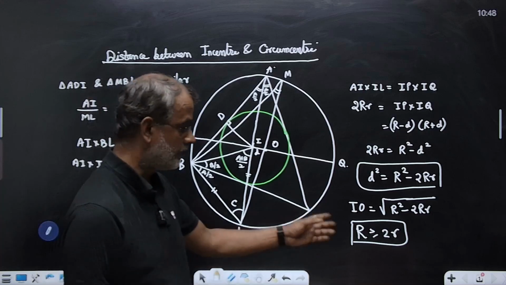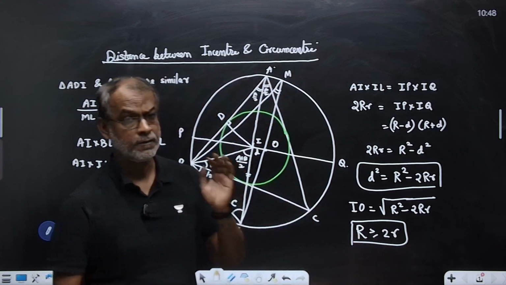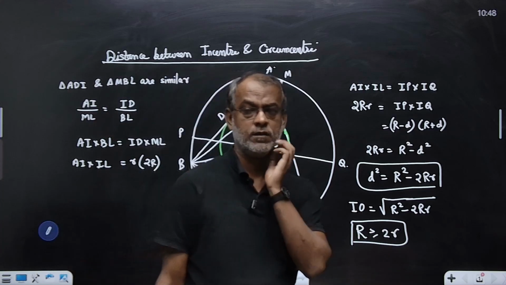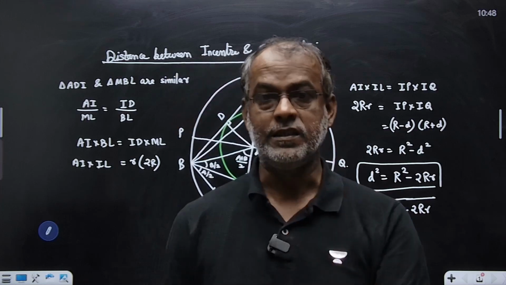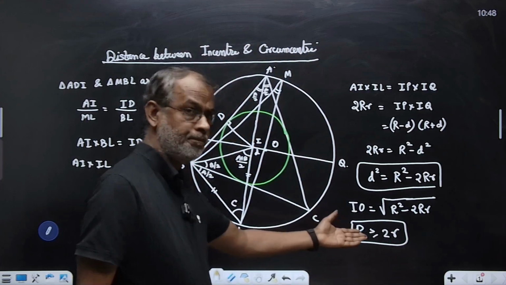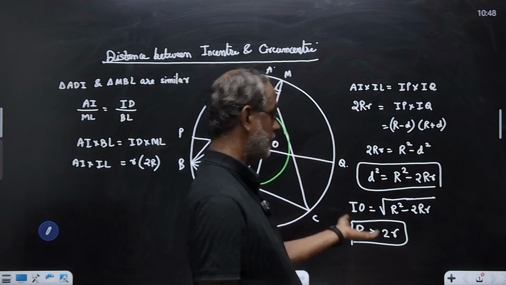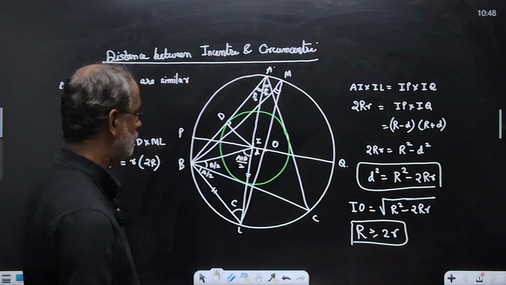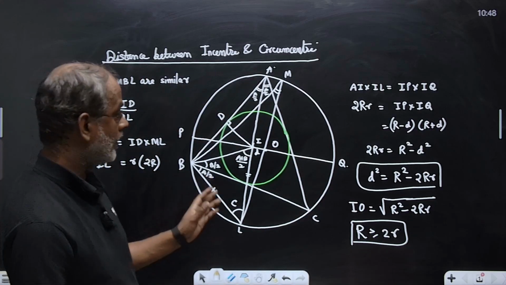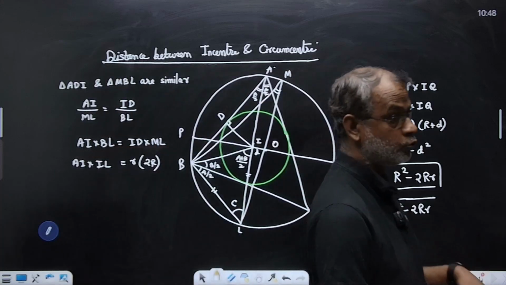And we did it some other way also, but the circumradius is always at least twice the inradius. In an equilateral triangle, they coincide, so this becomes 0 and R is equal to 2r. Fine. So this is a geometrical way because it involved two circles.